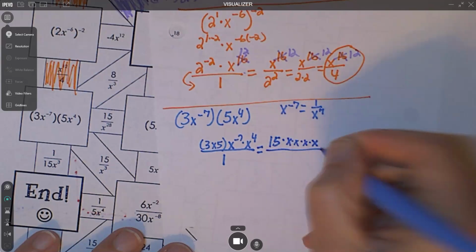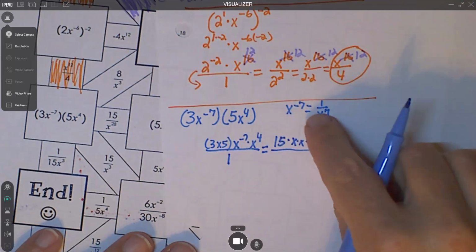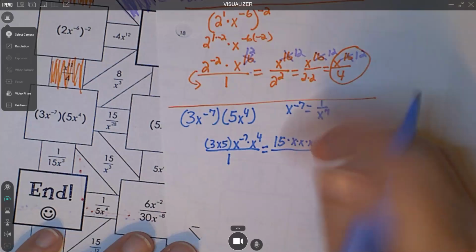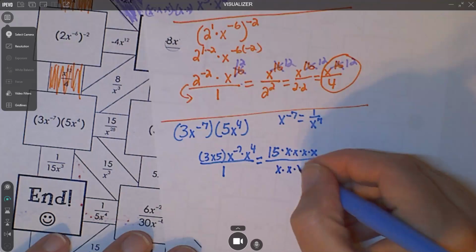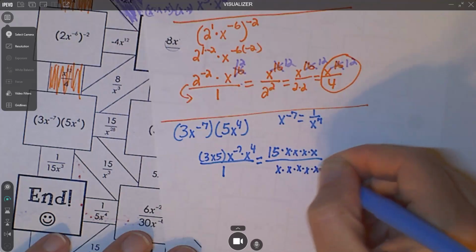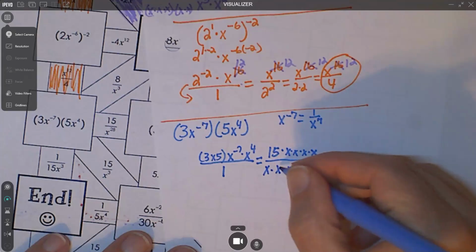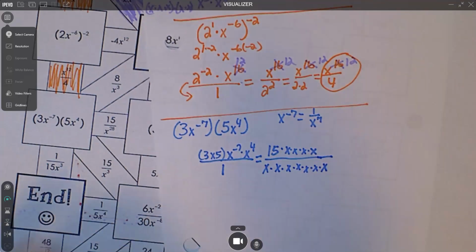So we got 15 times x times x times x. And see, x to the negative 7 is 1 over x to the 7th. So you're going to put 6 down, you're going to put 7 down here. 1, 2, 3, 4, 5, 6, 7. This shows you why.